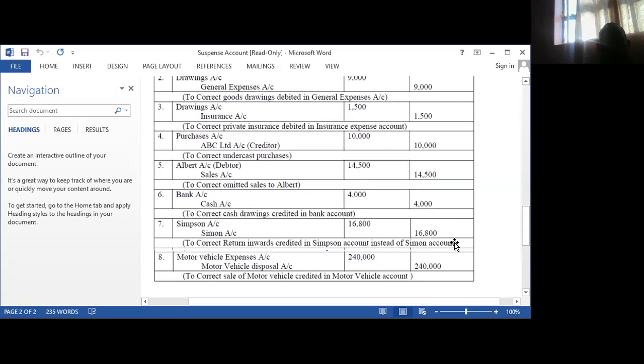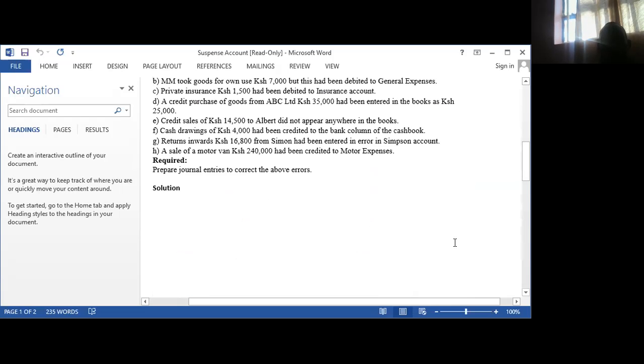Let us look at transaction number 7, which says that return inwards of 16,800 from Simon had been entered in error in Simpson account. Remember, when goods are being returned into the business, we normally debit return inwards and credit the person who is returning. In this case, instead of crediting Simon, we credited Simpson.